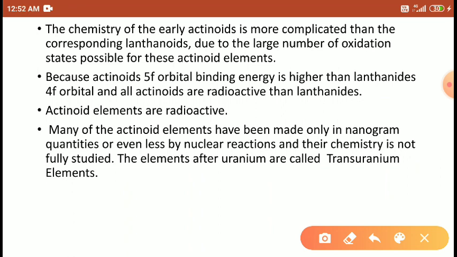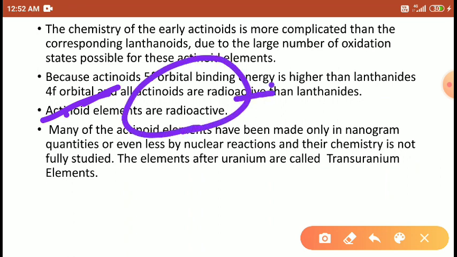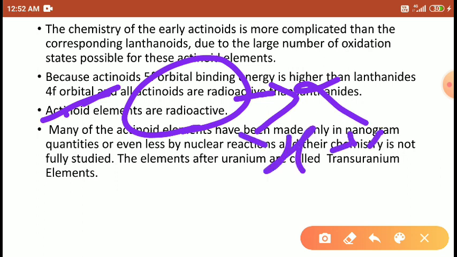So actinide elements are radioactive elements. Most of the actinide elements are radioactive. Radioactive means these elements are continuously emitting alpha rays, X-rays, and are continuously disintegrating. That is called radioactive.